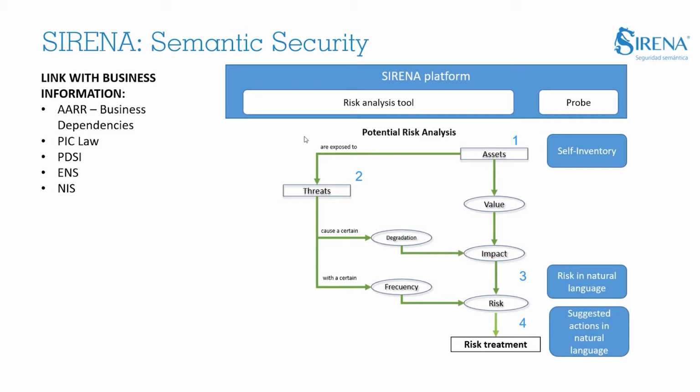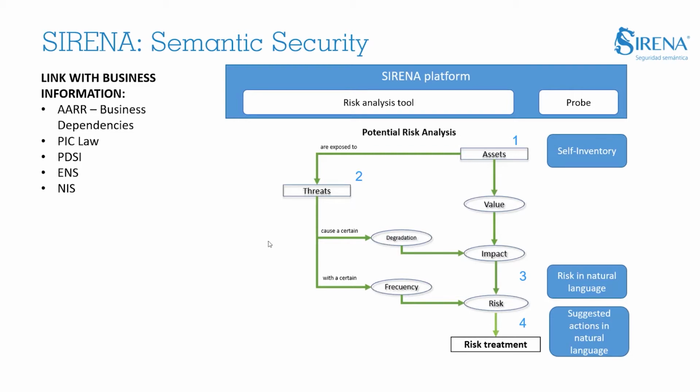Now, let's introduce the business information that we may have associated with each asset. In the example, we will use the connection of Sirena with its own embedded risk analysis application, which each smart city or critical infrastructure could perfectly have to comply with the PIC law, or critical infrastructure protection law, or with the National Security Scheme or the national law regulating the security concepts.